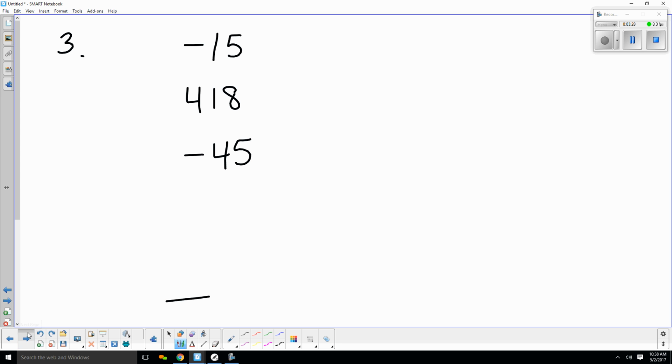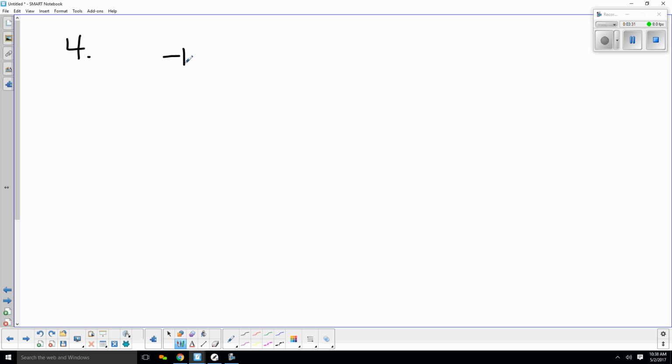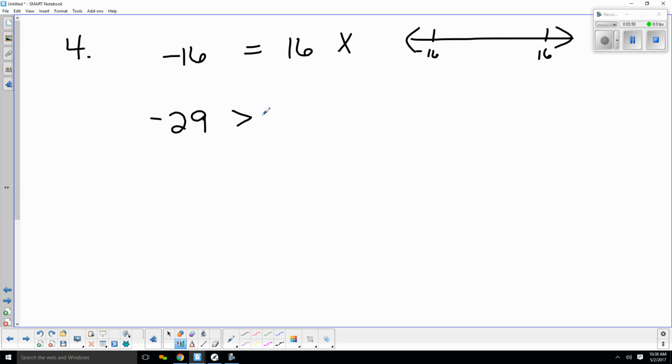On number 4, it says which of the following is true? Negative 16 and positive 16. If you think of a number line, negative 16 is over here and positive 16 is here. Those are not the same number, so this is not true. B says negative 29 is greater than 24. If I think again of a number line, down here's negative 29, over here's positive 24. Sorry, I switched that around.